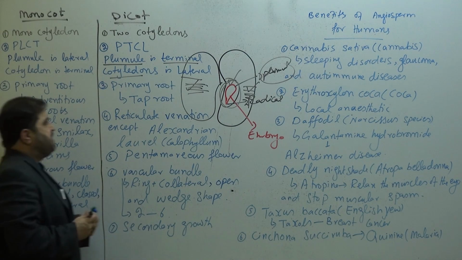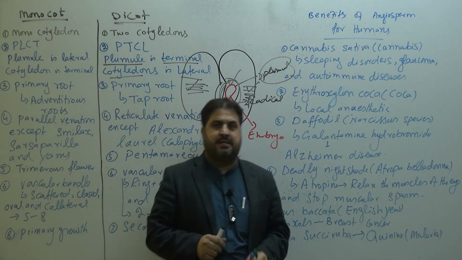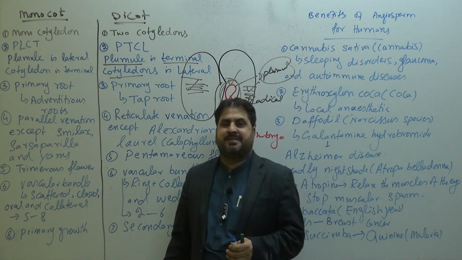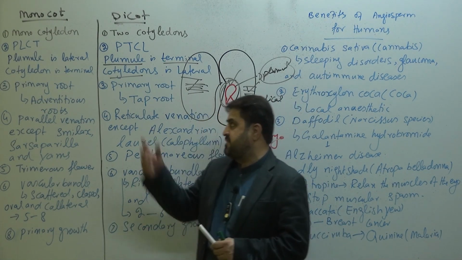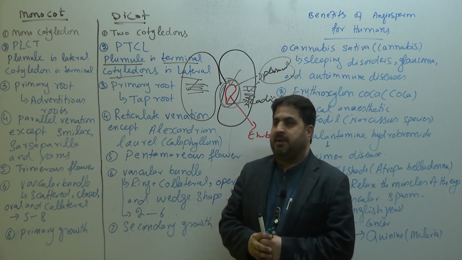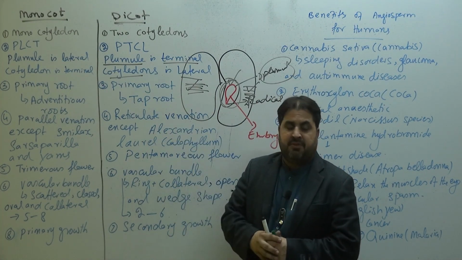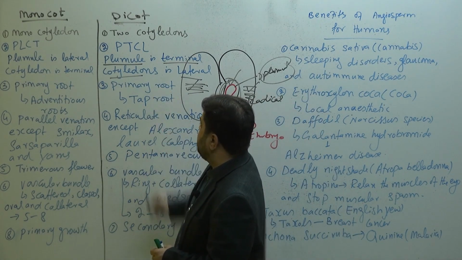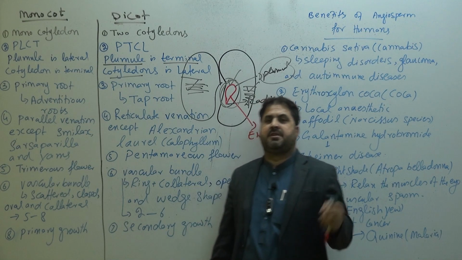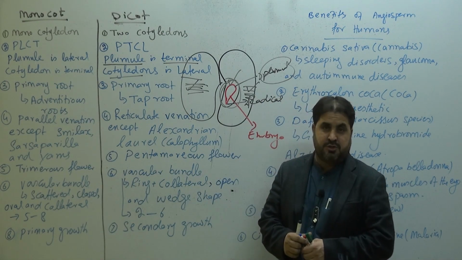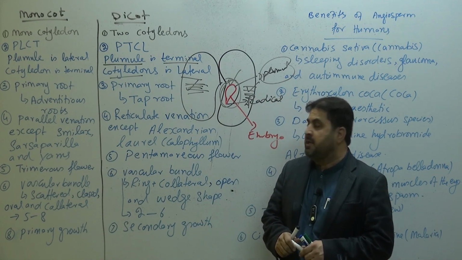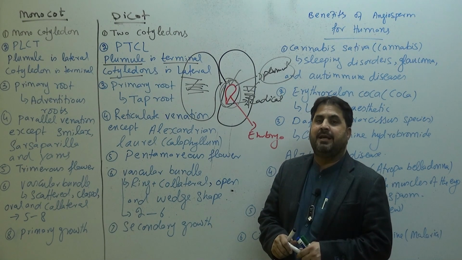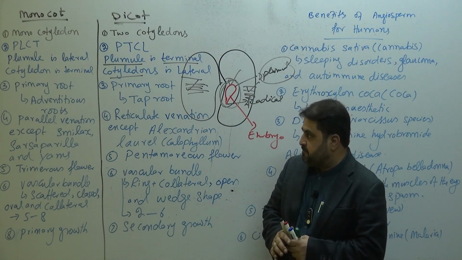Then the next difference: in monocot plants the primary root soon perishes and gives rise to adventitious roots. Adventitious roots are those roots which come out from the stem. While in the case of dicot, the primary root soon gives rise to secondary and tertiary roots, a highly advanced form of root called a tap root. So a highly branched network is developed.